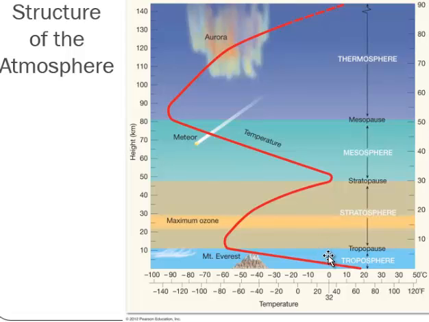Over the troposphere, you have the stratosphere, which is the next higher up. As you go further up, then you have the mesosphere, and then the thermosphere, which is way up here. And in between each layer, you have the pauses. On top of the troposphere, you have the tropopause. On top of the stratosphere, you have the stratopause. On top of the mesosphere, you have the mesopause.